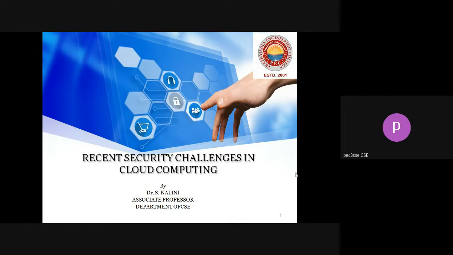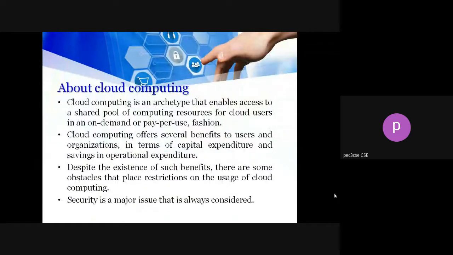Let me share my knowledge about security challenges in cloud computing today. About cloud computing, we are all aware that it is a hot topic and an architecture that enables access to a shared pool of computing resources, with on-demand access and a pay-as-you-go model. Everything we are aware of that. Cloud computing has the services offered, and different deployment models are there.